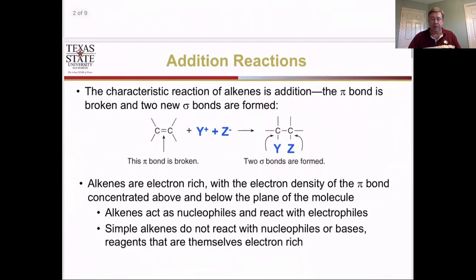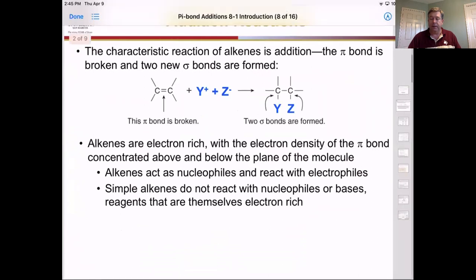So the first thing we need to think about in our addition reactions is that the pi cloud gives us extra reactivity. Those pi bonds are more reactive than sigma bonds, and therefore they want to react. When we react that pi bond and break it up, we end up getting two new sigma bonds formed. Okay, so alkenes are electron rich, and the electron density of that pi bond is above and below the trigonal planar plane created by the sp2 hybridized carbons.